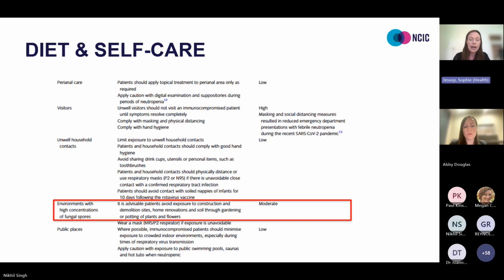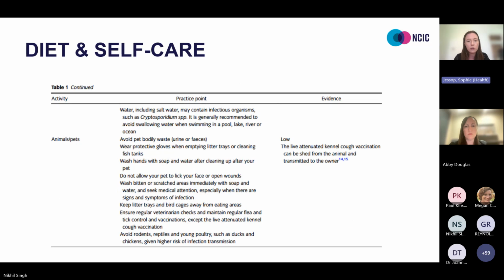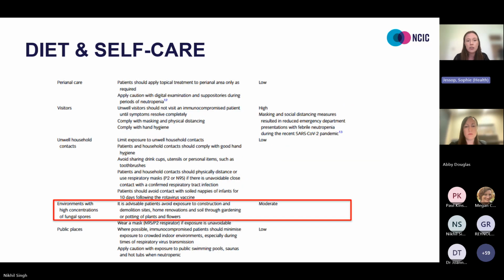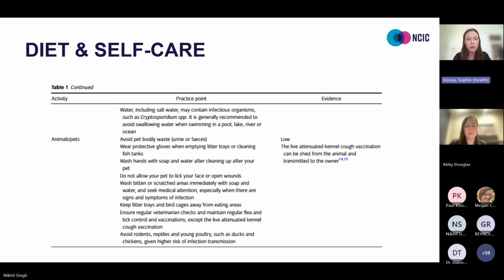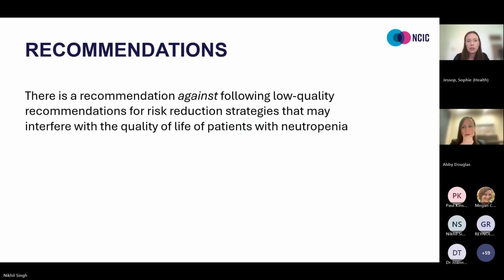Next slide, please. Perianal care, visitors, in particular unwell visitors, unwell household contacts, public places and environments with high concentrations of fungal spores. And we also included a section on animals and pets as well, what to do with litter, with bodily waste, and with rodents and animals to avoid. Throughout this chapter, we really pushed a strong recommendation against following low quality recommendations for risk reduction strategies that would interfere with the quality of life of patients with neutropenia.